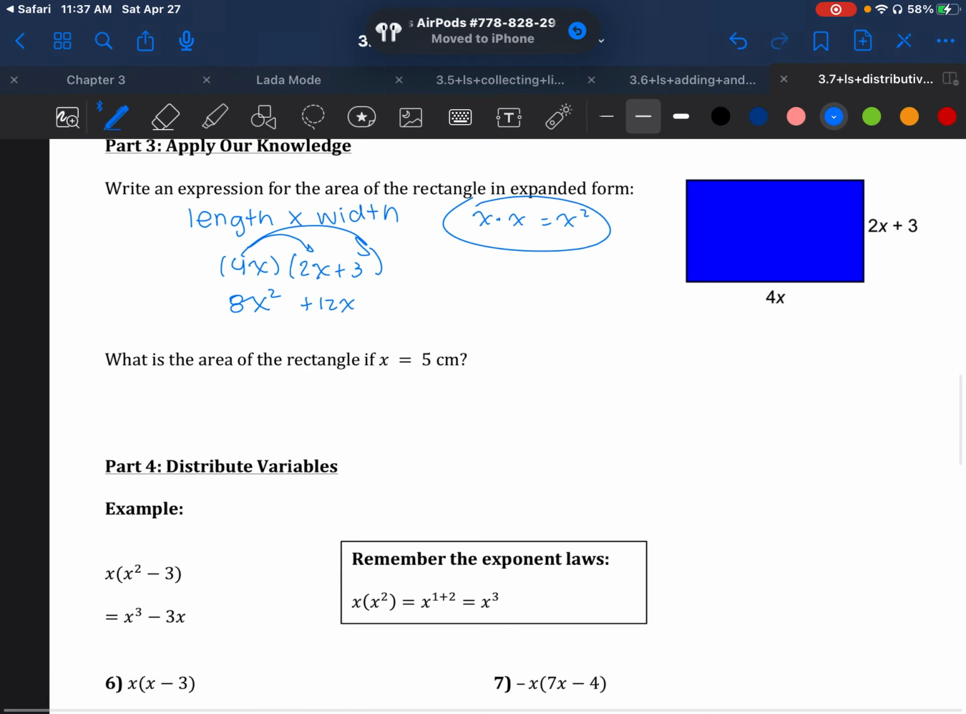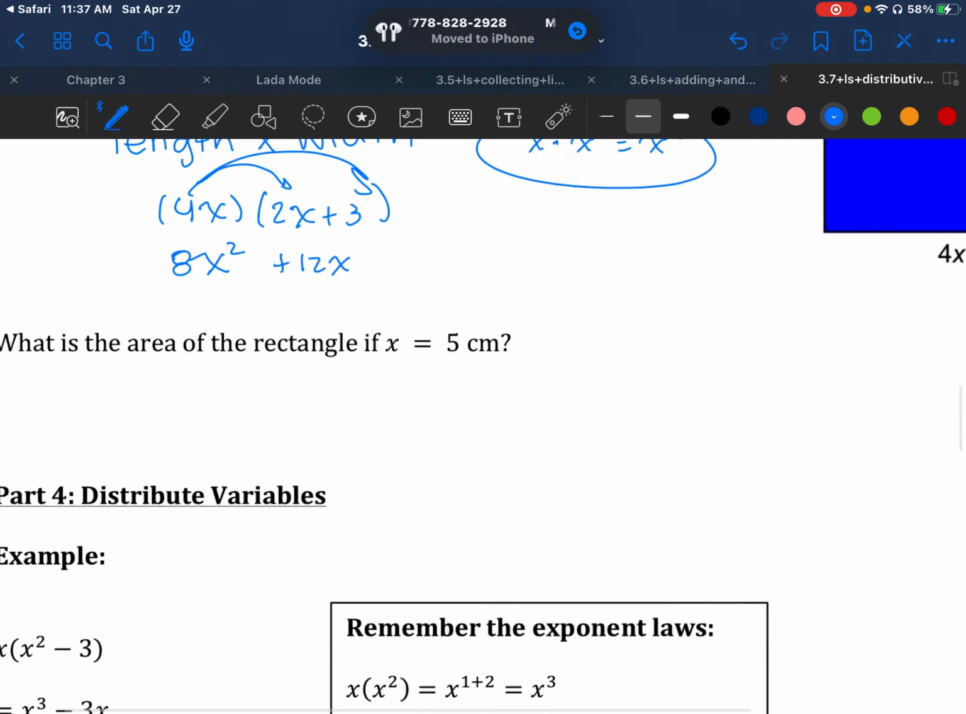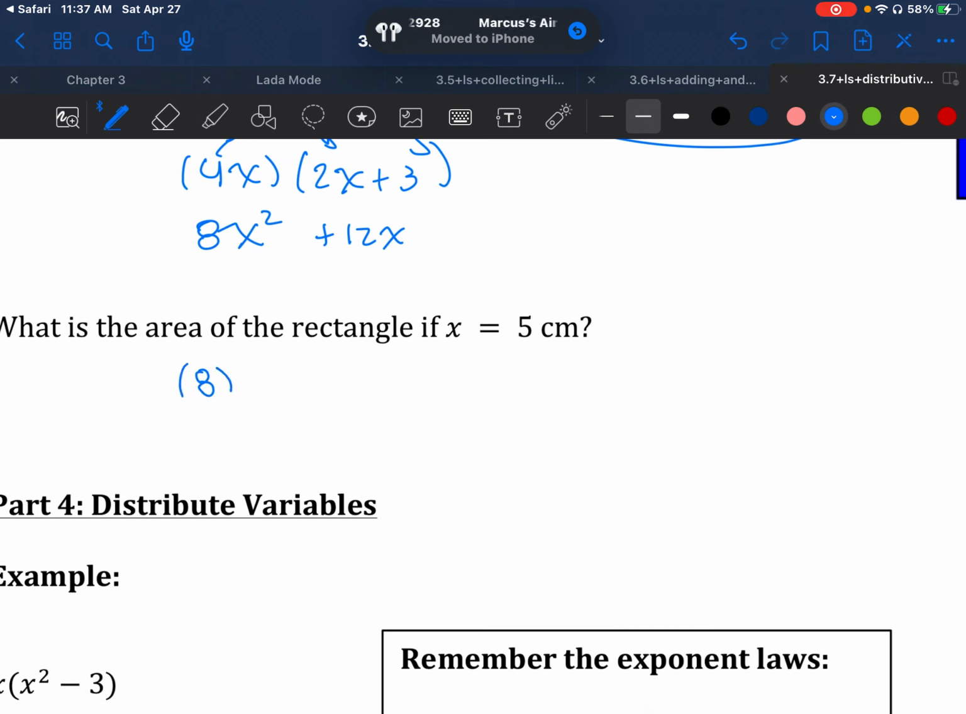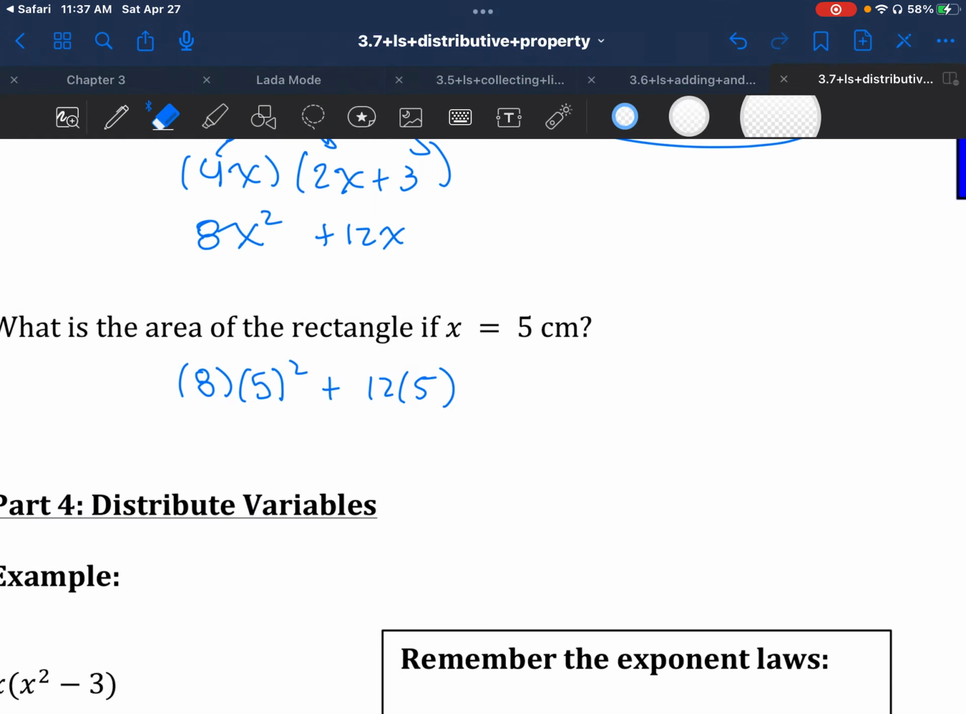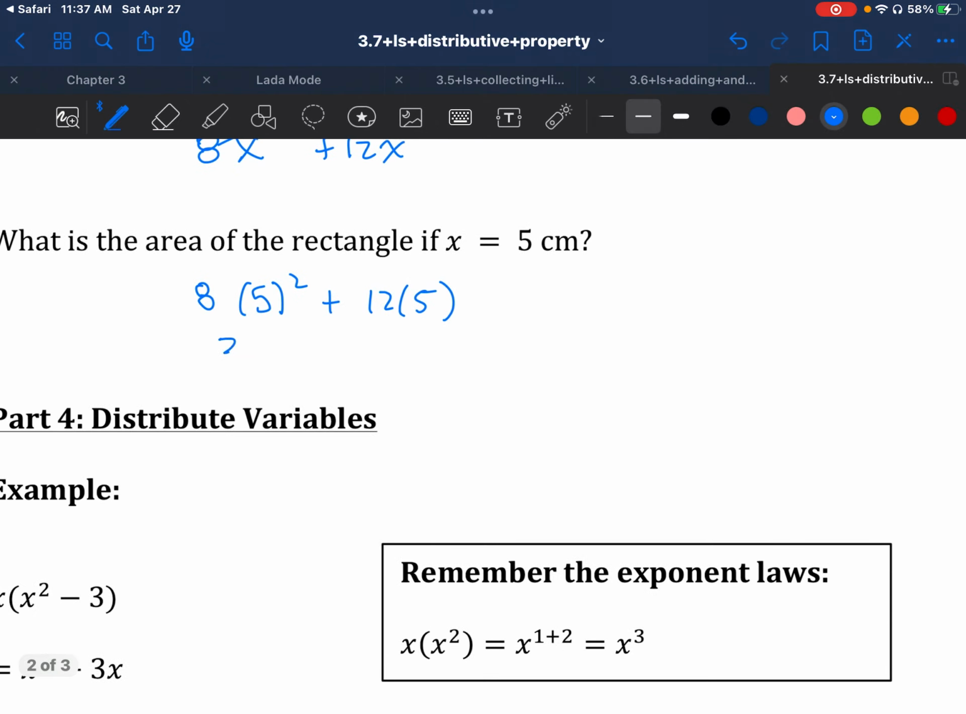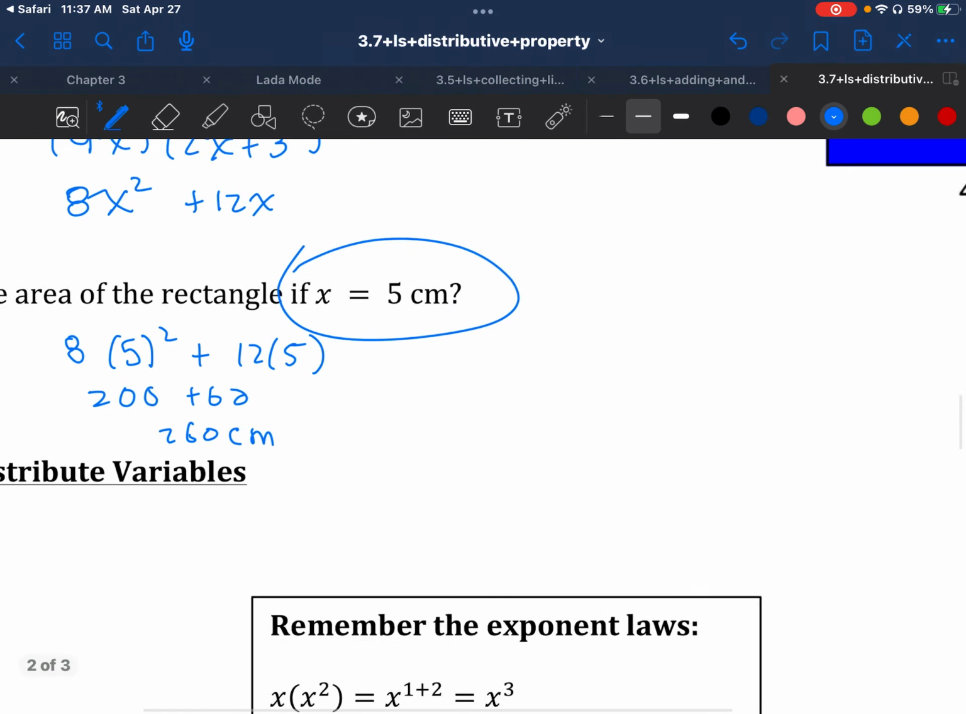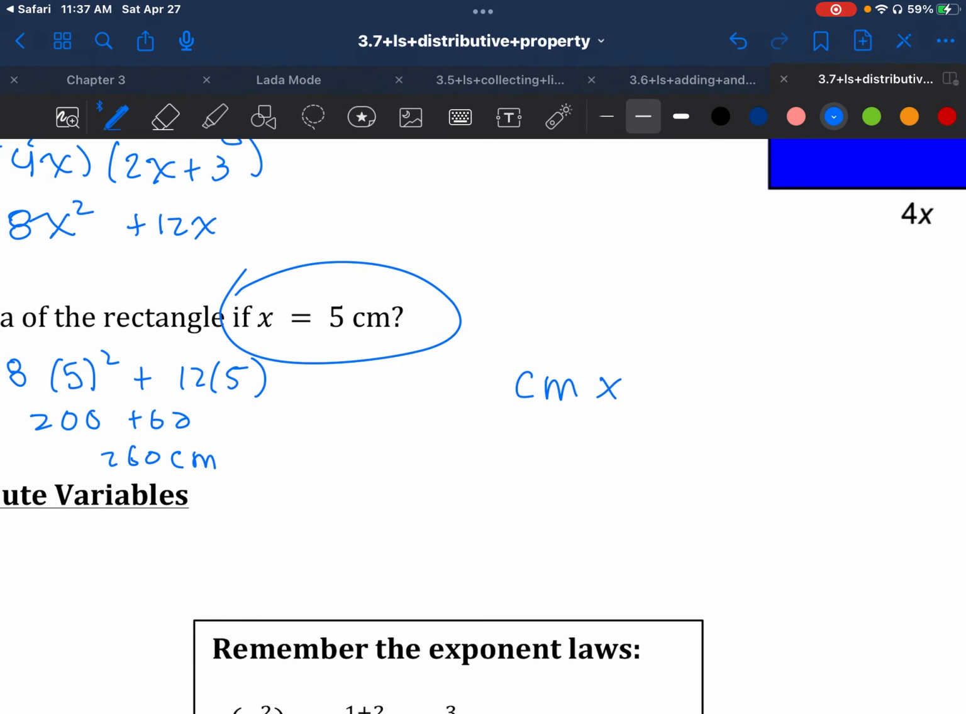So now let's see, what's the area of the rectangle if x equals 5? Let's just plug in 5. 8 times 5 squared plus 12 times 5. This doesn't really need to be in brackets, but it can if you want it to be. And that is going to be 200 plus 60, and that's 260 centimeters squared, because we had centimeters times centimeters. The length times the width equals centimeters squared.